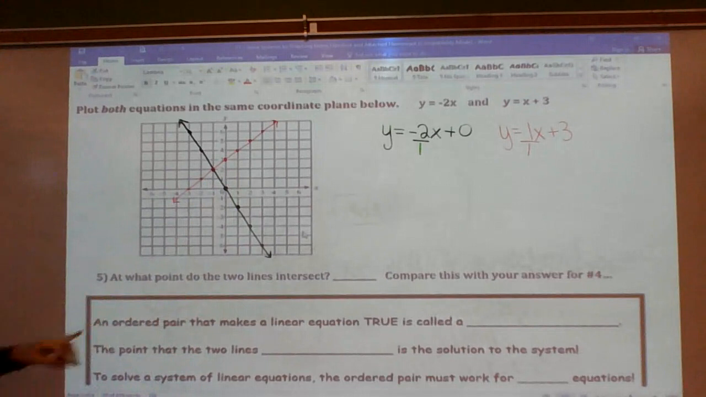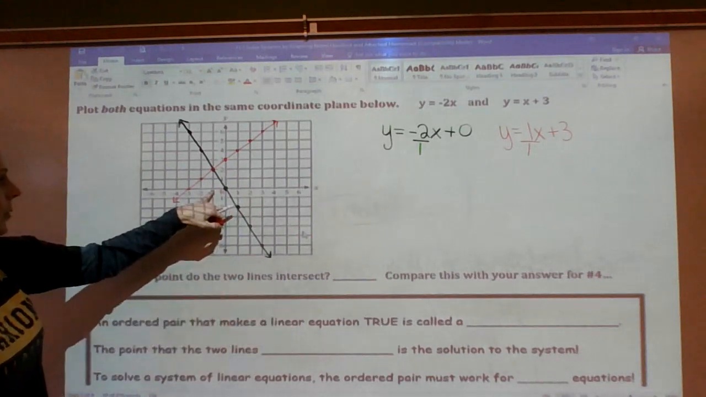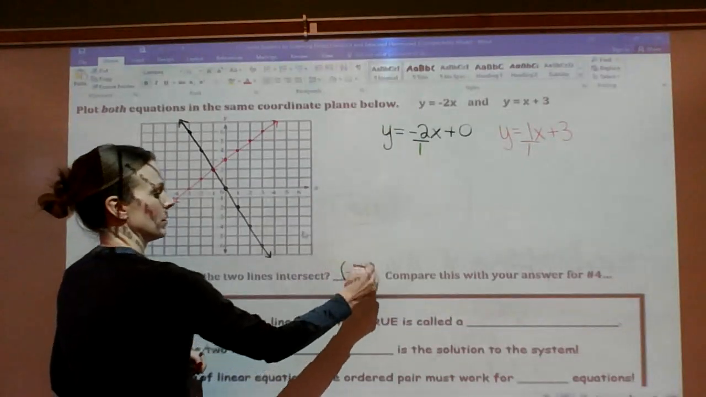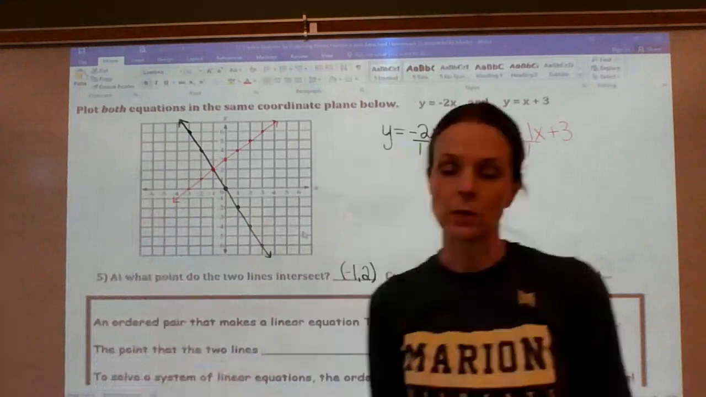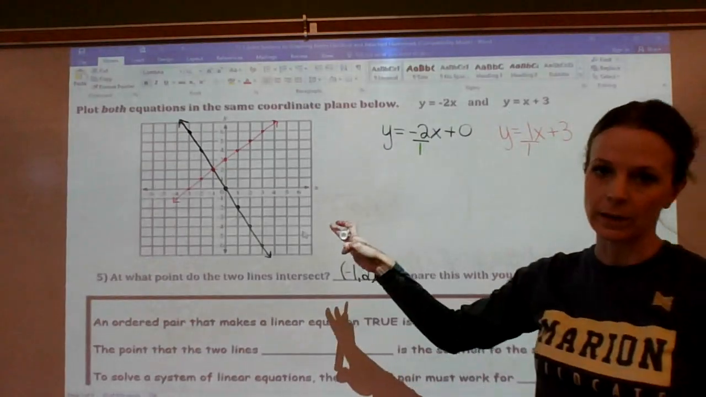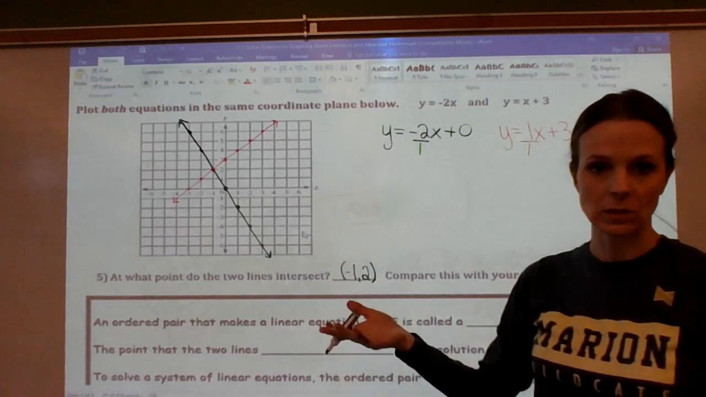Okay. And it says, at what point did the two lines intersect? Well, this is the point -1, 2. Okay, which was the solution that we had from the previous example. So graphically, wherever they intersect, that's the point that's a solution to both of them.